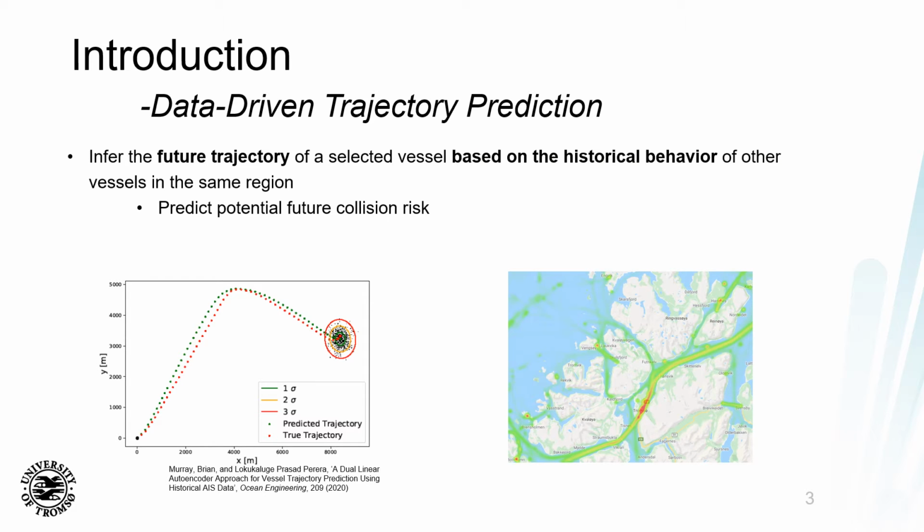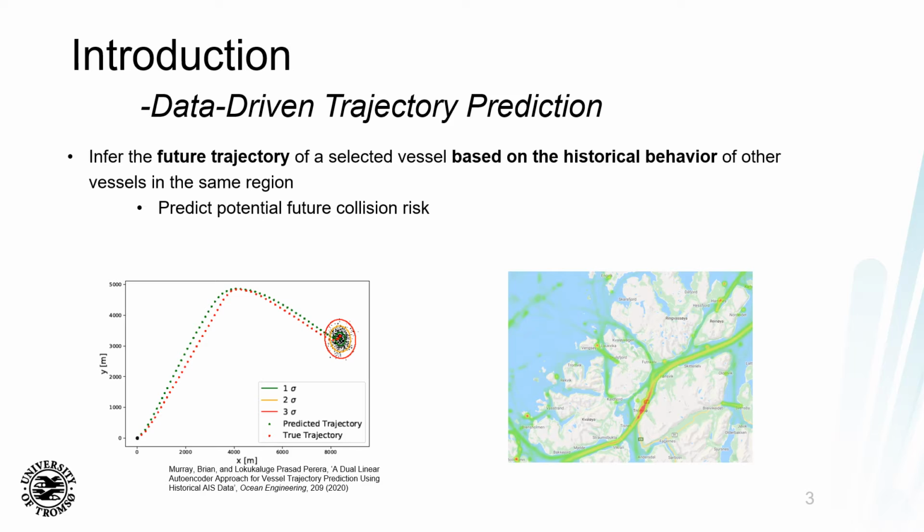Recently, there has been work done on conducting data-driven trajectory predictions. So the idea here is that we can infer the future trajectory of a selected vessel based on the historical behavior of other vessels in the same region. So the idea here is that most likely a vessel will behave in a similar manner to that which vessels have in the past, and we can then use this information to then estimate the future trajectory. So hopefully this can then aid in evaluating the potential collision risk in the future.